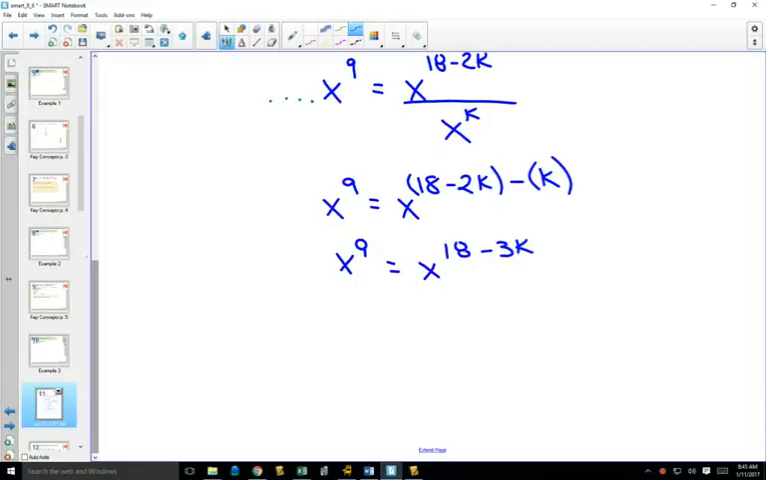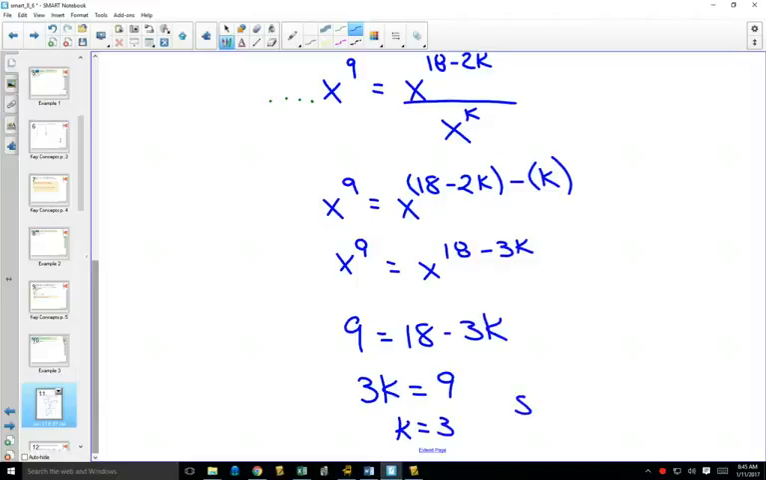Now we're trying to solve for k. We're trying to solve for k in exponents. That should remind you of your logs unit. Now we have the same base. So when you have the same base, that means that the exponents have to be the same. So if I move the 3k to this side and subtract 9 on both sides, I get k is equal to 3, and that means it's the fourth term.